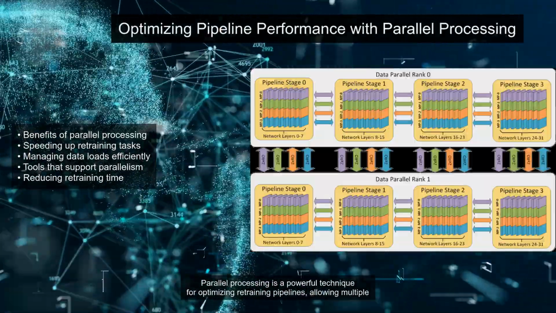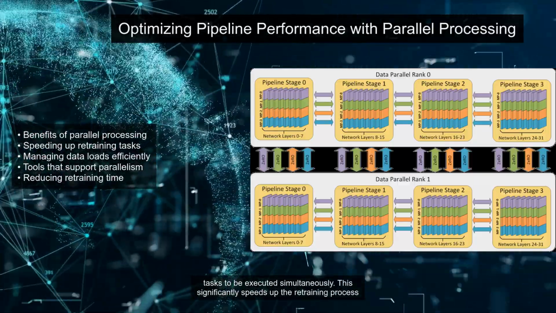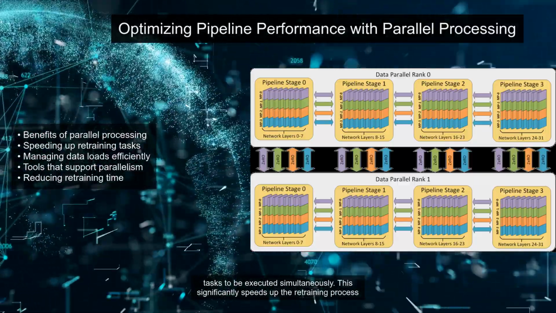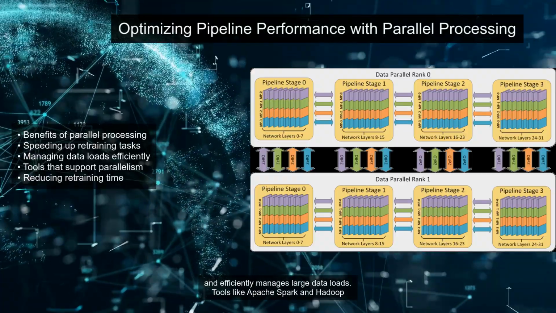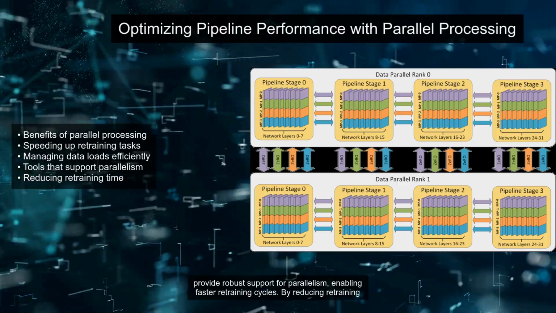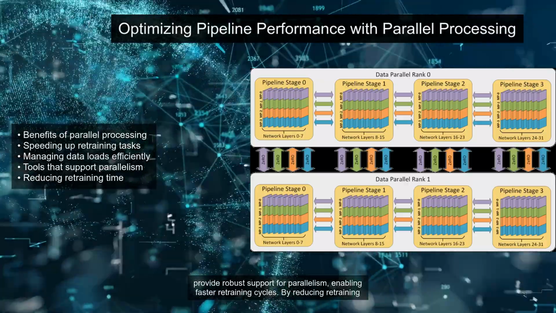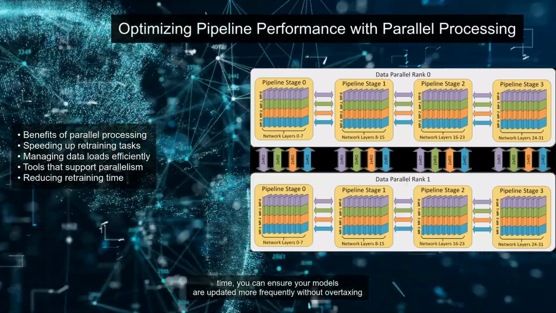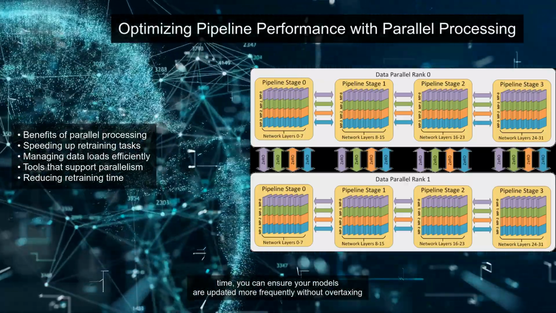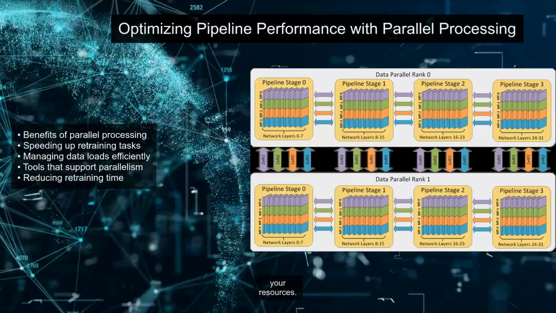Parallel processing is a powerful technique for optimizing retraining pipelines, allowing multiple tasks to be executed simultaneously. This significantly speeds up the retraining process and efficiently manages large data loads. Tools like Apache Spark and Hadoop provide robust support for parallelism, enabling faster retraining cycles. By reducing retraining time, you can ensure your models are updated more frequently without overtaxing your resources.